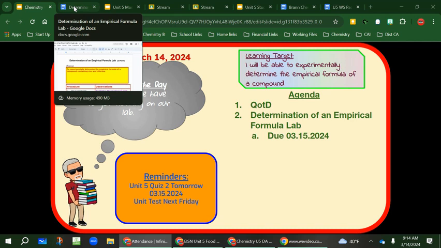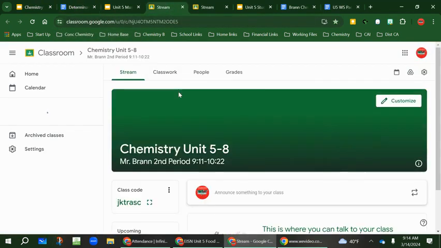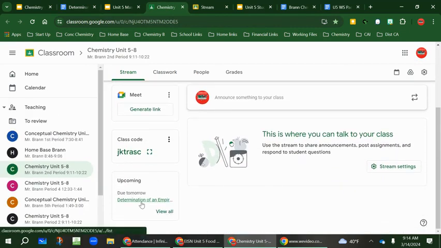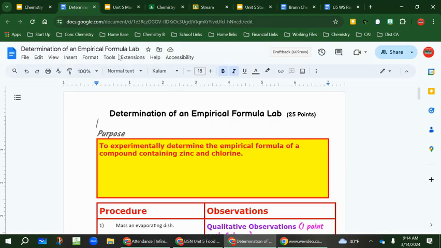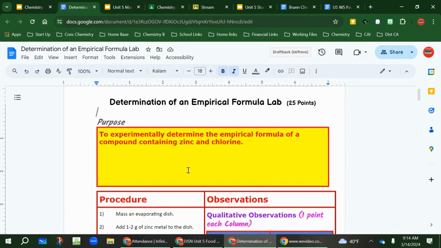So, okay. Open up the lab that is in the Google Classroom, ladies and gentlemen. Determination of an empirical formula. The purpose is to experimentally determine the empirical formula of a compound containing zinc and chlorine. You should be able to tell me what the formula of a compound containing zinc and chlorine is. What is it? ZnCl2. Now the question is, can you prove it today? We know what the formula should come out to be. Can you prove it?